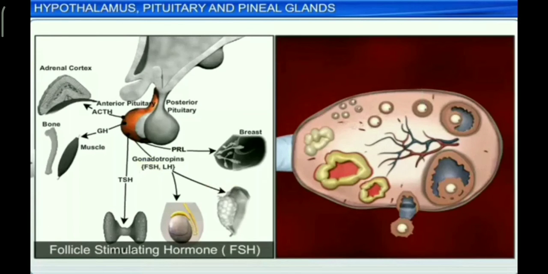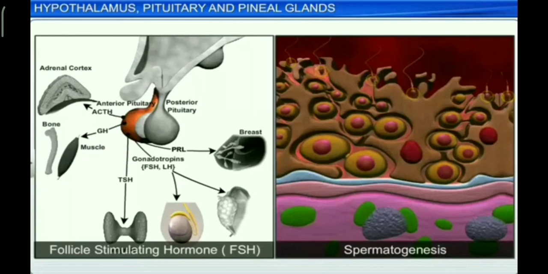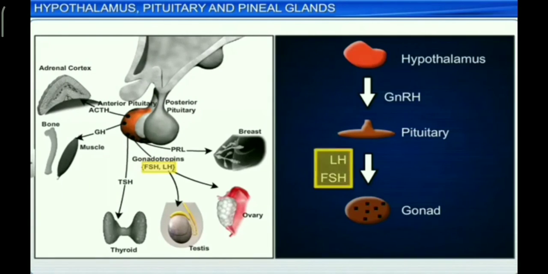FSH or follicle stimulating hormone. It stimulates growth of ovarian follicles in the female, while in males it is concerned with the development of seminiferous tubules, which helps in spermatogenesis, that is formation of sperm. LH and FSH together are considered as gonadotropins.